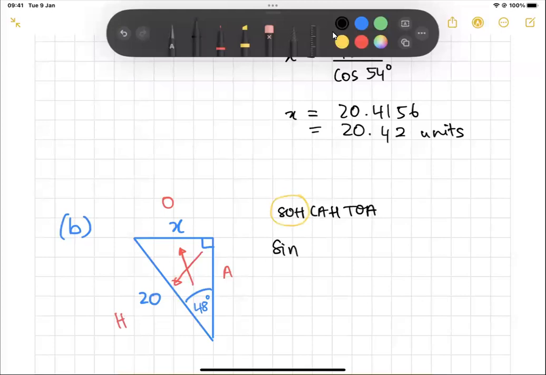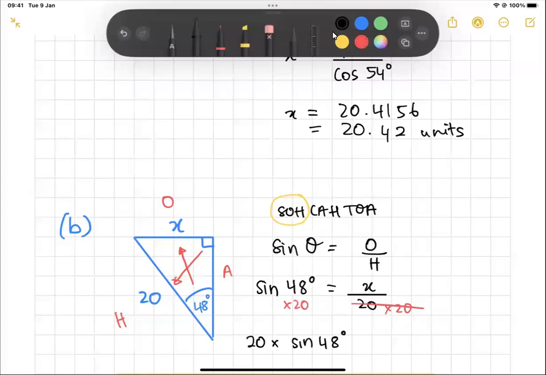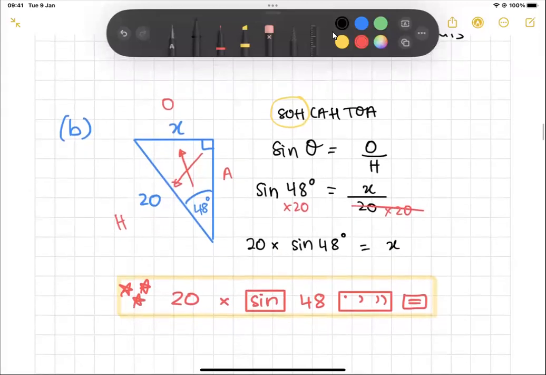All right, sine theta equals O over H. Always write the formula for you to remember. All right, let's sub it in. Theta equals 48 degrees. O equals X. H equals 20. How do I get X by itself? I need to multiply by 20 on both sides. This will cancel out. And what I will get is 20 times sine 48 equals X. Put that into the calculator, following the red.